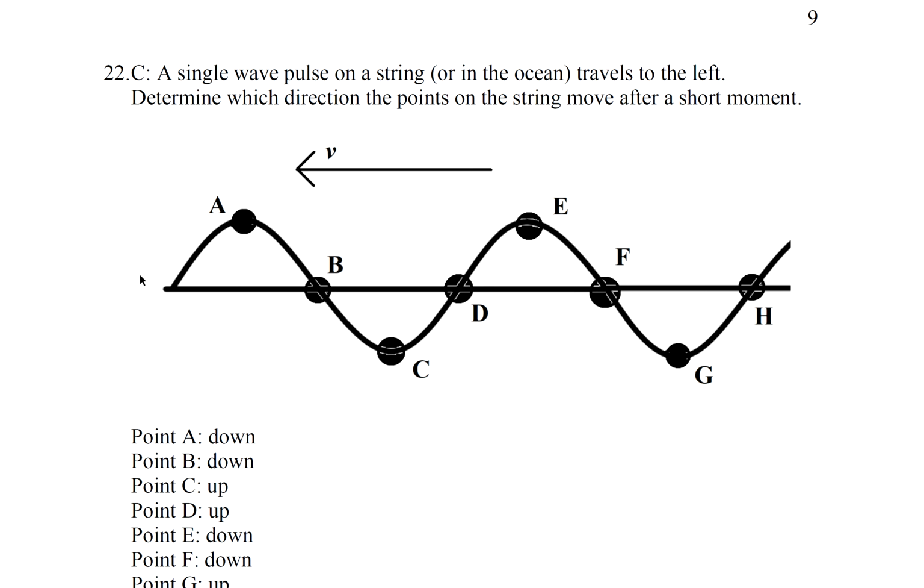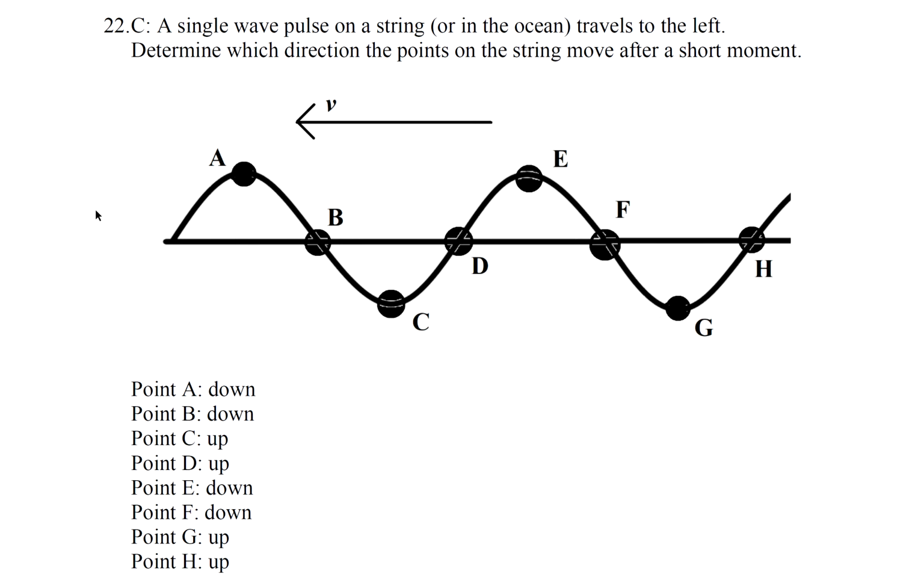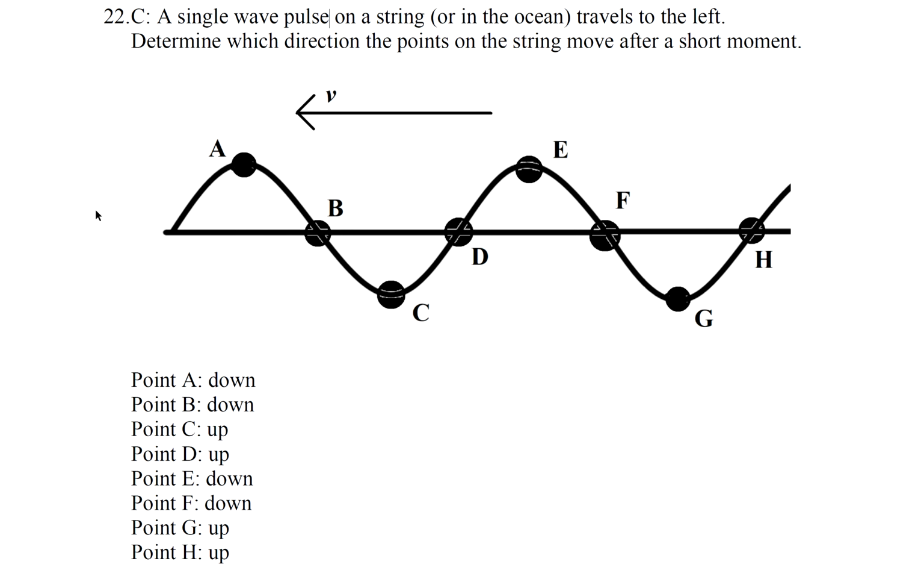Determine which direction the points in the string move after a short moment. So this is not a single wave pulse. This is wrong. It's not a single wave pulse. Okay. So after a short moment, you're going to draw another wave which is traveling to the left. So A is going to go down, B is going to go down, C is going to go up. Because imagine this wave, draw the same exact wave, but to the left of this wave.